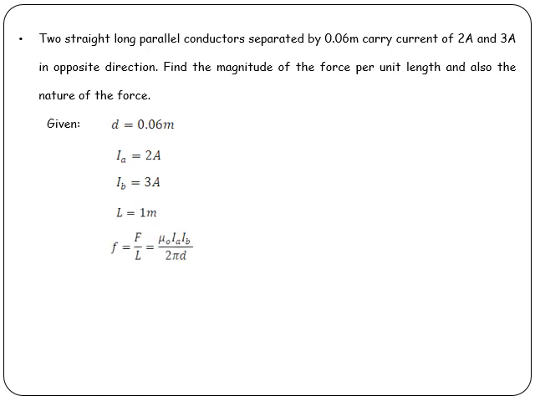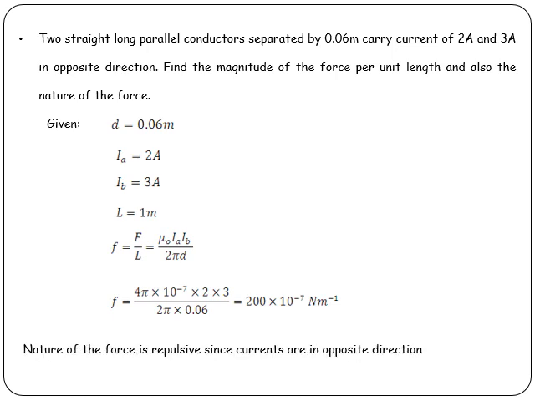You have to find out F by L, so force per unit length. Small f is equal to mu naught IA IB divided by 2 pi d. When you substitute these values, you will get 200 into 10 power minus 7 Newton per meter as your force per unit length. The nature of the force is repulsive force. How will you know it is repulsive force? Because they are telling you the current is flowing in opposite direction. That is how you write it as repulsive force.